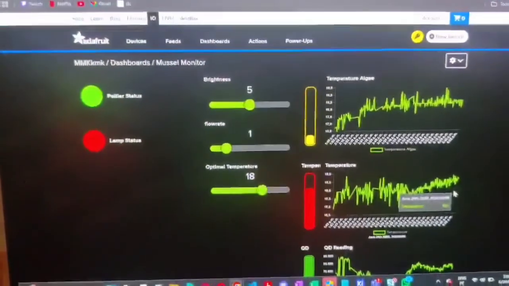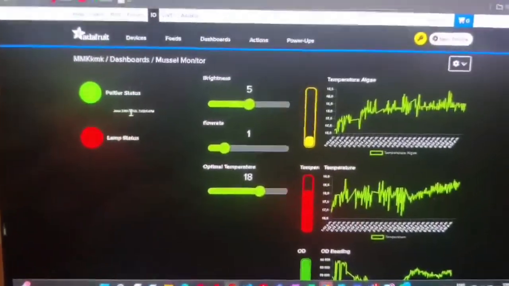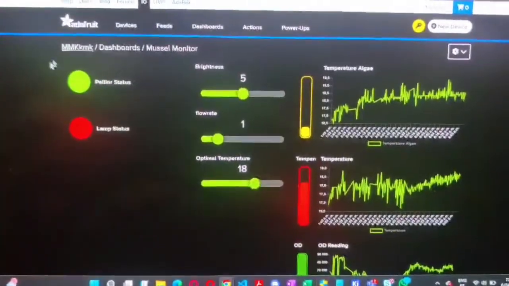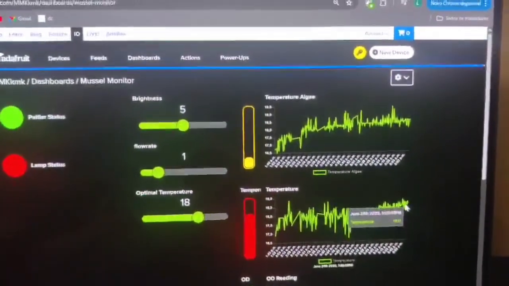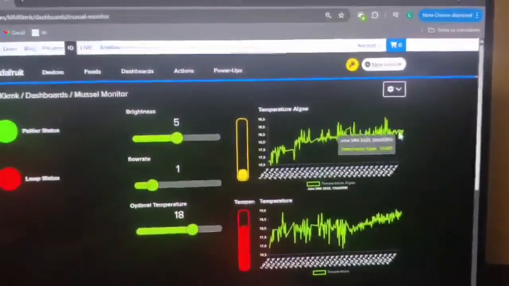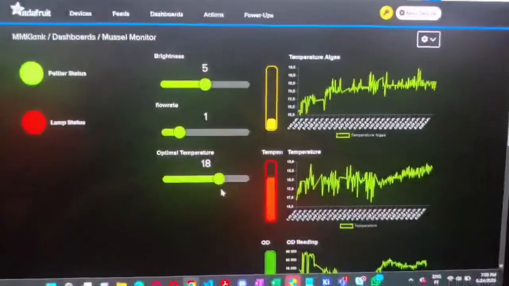At home, I can monitor the entire system in real time through our website. Right now I can see that the belt here is active, indicated by the green light, because the mussel temperature is slightly above our target of 18 degrees. I can also track the algae temperature. If needed, I can adjust the optimal temperature directly from the interface.